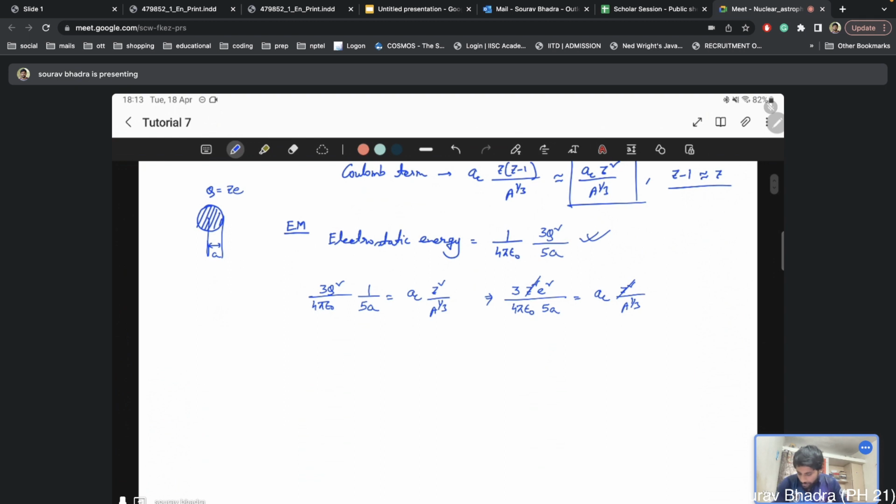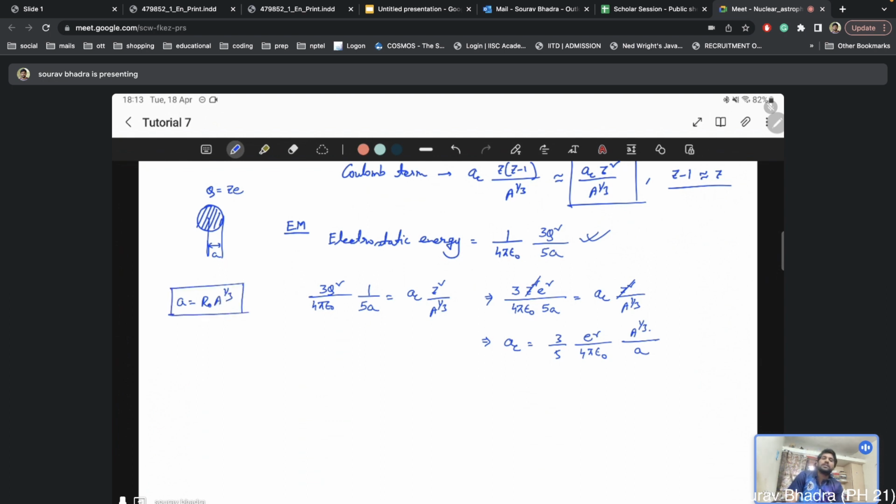So this will give that your a_C is actually 3 by 5, e square by 4 pi epsilon 0, and there will be an a term here and an a to the power 1 by 3rd term here. Another thing is that the radius of a nuclei can be written as r0 a to the power 1 by 3rd, right?